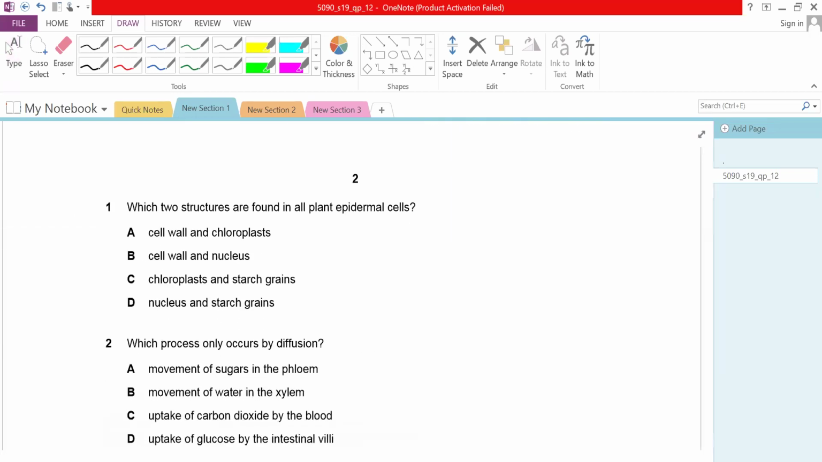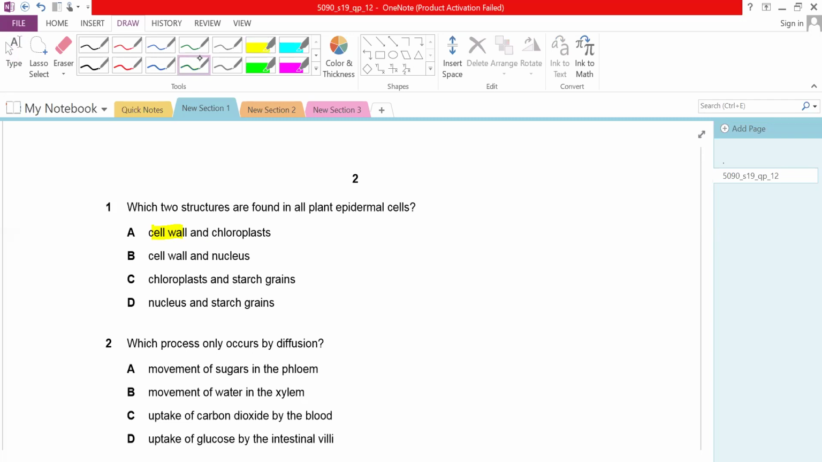Question number 1 says which two structures are found in all plant epidermal cells? Okay, let's read out the options. First option is cell wall and chloroplast. Second option is cell wall and nucleus. As we all know that plant cells have a cell wall. The cell wall is the main component of the plant cell.